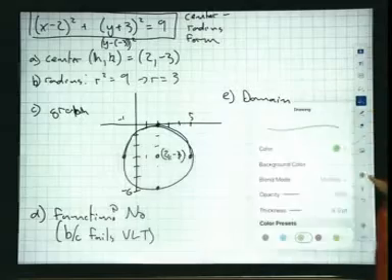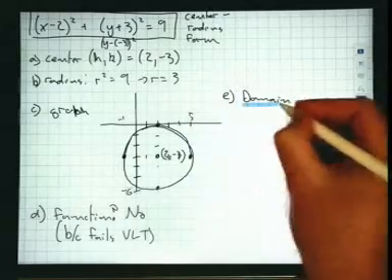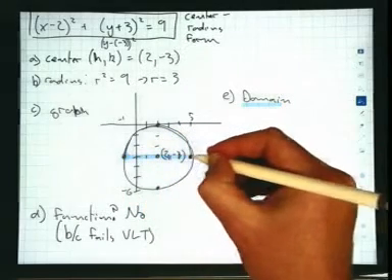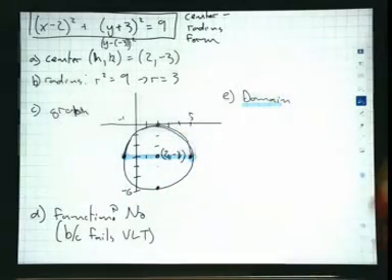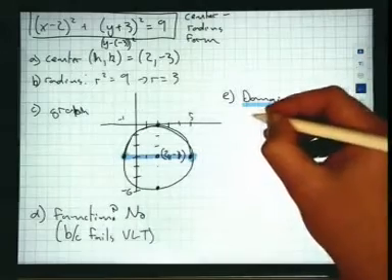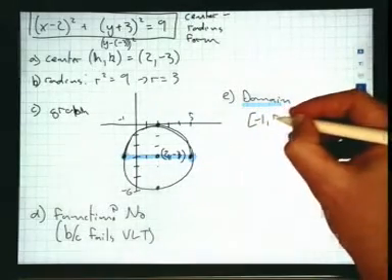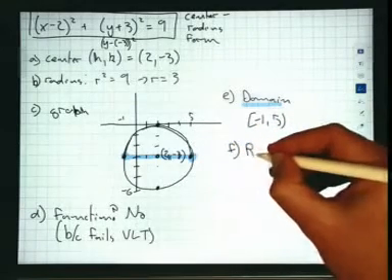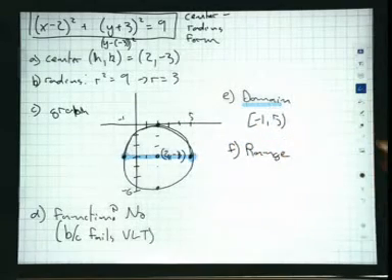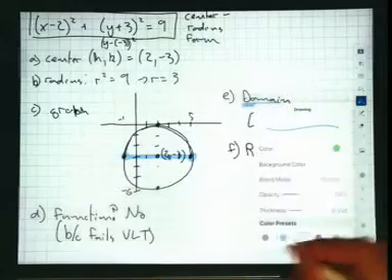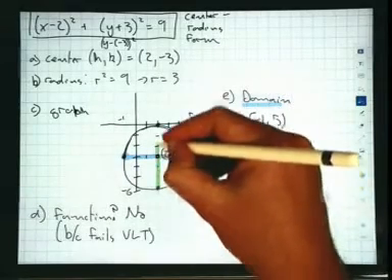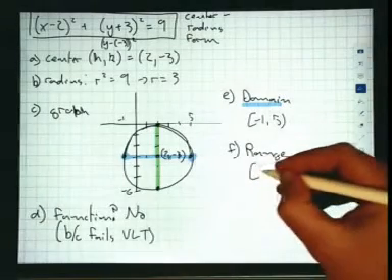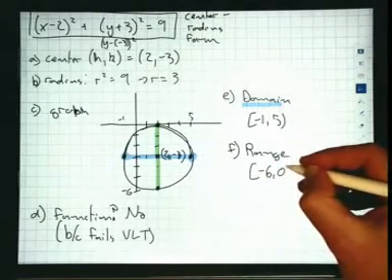So the domain of this function is going to be your x's from here to here. So our domain is going to be from -1 to 5. And if I say what is our range, well, our range is going to be the y values from here to here, and that would be -6 to 0.